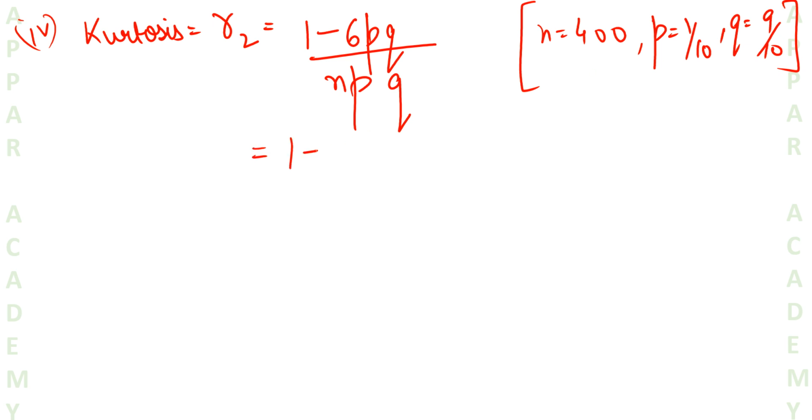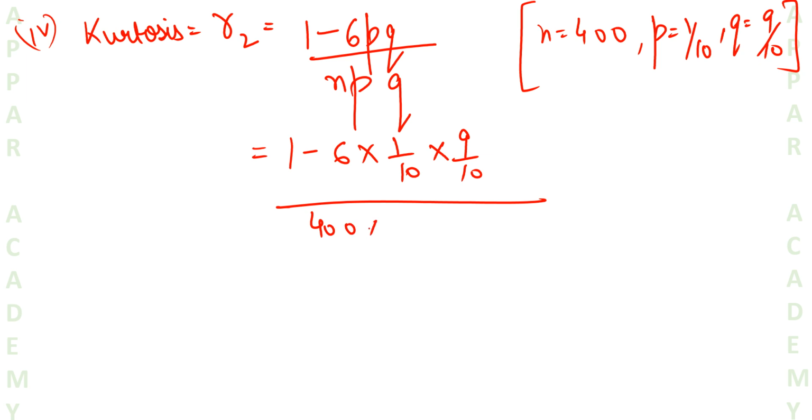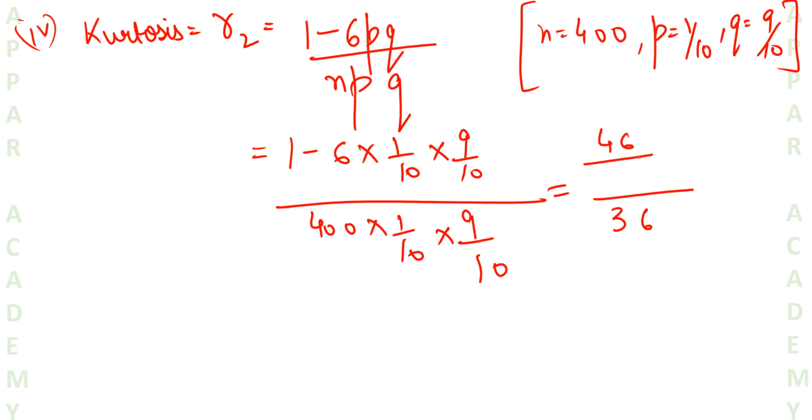Let's put them in. 1 minus 6 into p, which is 1 by 10, q is 9 by 10, upon npq. So this is 400 into 1 by 10 into 9 by 10, right? So now we know this is 36, right? And this becomes 46 by 100, right? From here we get this as 23 upon 1800, right?